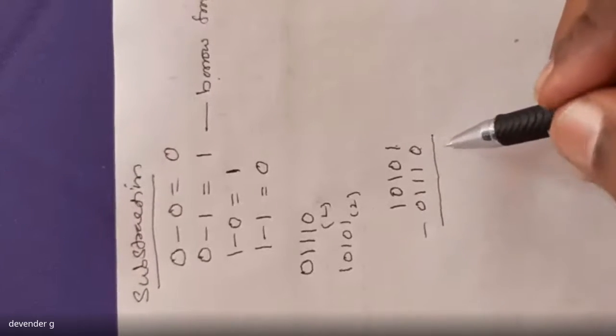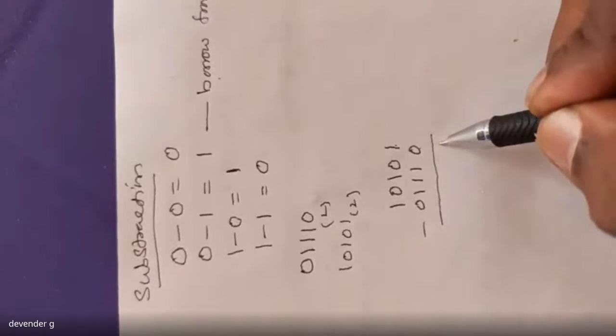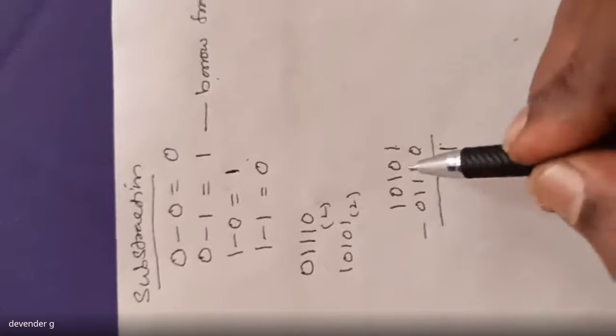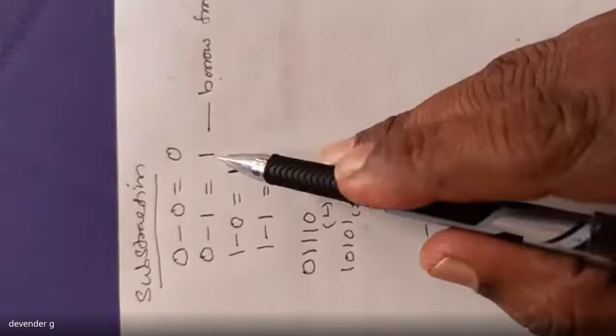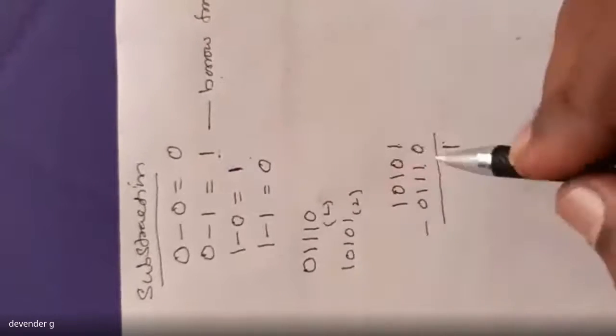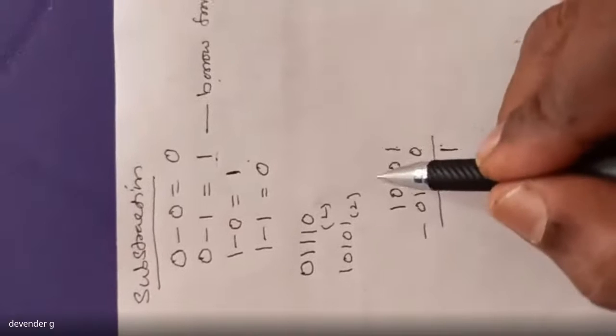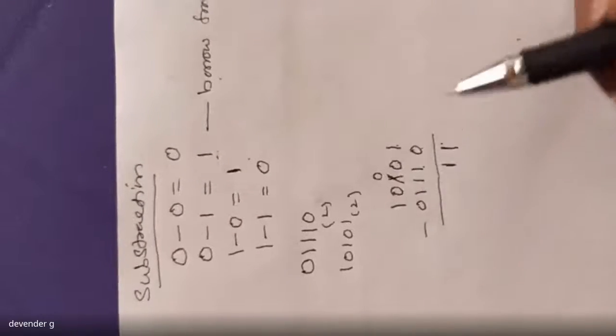1 minus 0, how much? 1. So I have to write 1 here. 0 minus 1, can you see the rule? I have to take the borrow. So I have to take the borrow from here. So I have to write 1 and this borrow has become now 0.